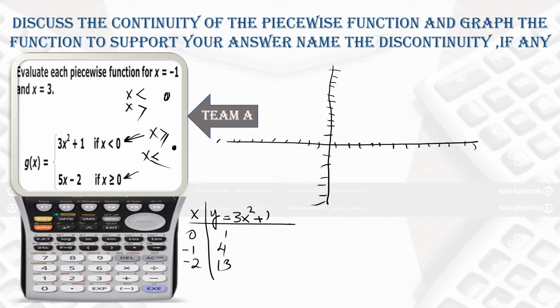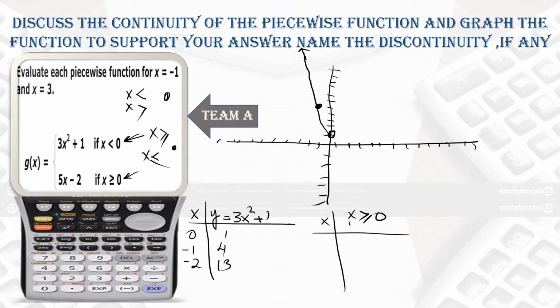So let's sketch the first situation. That means 0 and 1, -1 and 4, and -2 and 13, somewhere here. And you can see it is a quadratic function, so it will be a kind of parabola. Now the first point, at 0, is a hollow point because it is not included. Let's see what will happen in the second situation. And you can see at -1 it is continuous. Now the second situation, that is x is greater than or equal to 0.